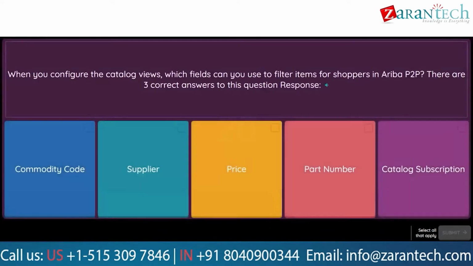Question: when you configure the catalog views, which fields can you use to filter items for shoppers in Ariba P2P? There are 3 correct answers to this question. Response. Option 1 commodity code. Option 2 supplier. Option 3 price. Option 4 part number. Option 5 catalog subscription.